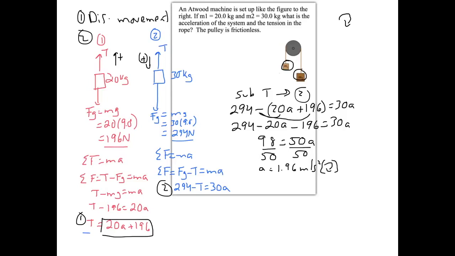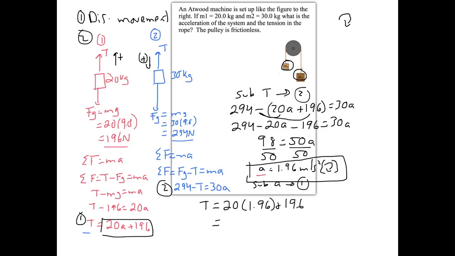Now the next step is we need to sub a into one of the equations. Let's pick equation 1. So we'll sub a into equation 1, and we're going to do that to find T. So there's our answer for a. T is equal to 20 times 1.96 plus 196, and that's going to give us a T value of 235 newtons. There's our answer for T.